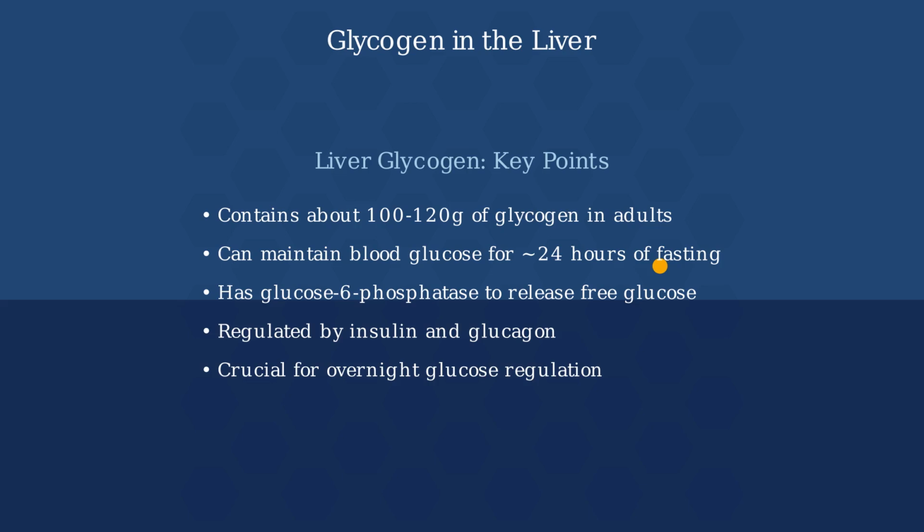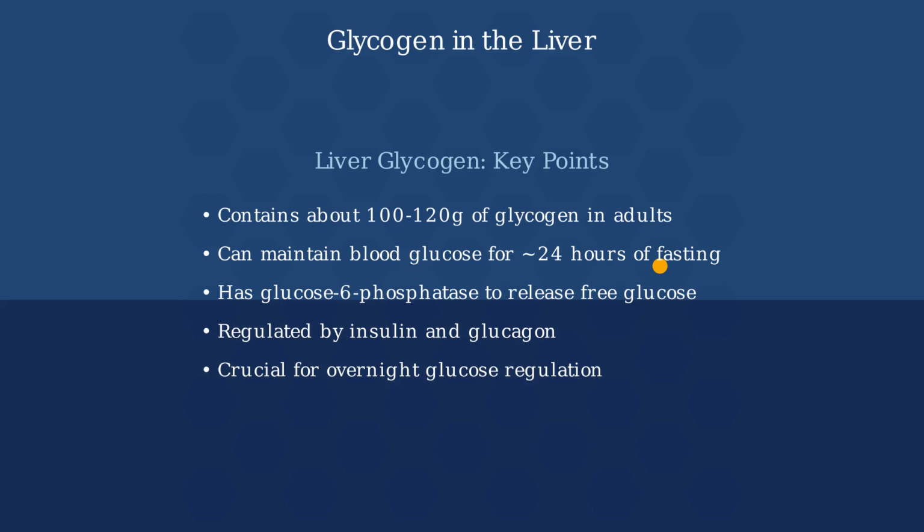Let's review the key points about liver glycogen's role in glucose homeostasis. The liver stores about 100 to 120 grams of glycogen in adults, which can maintain blood glucose for approximately 24 hours of fasting. Unlike skeletal muscles, liver cells possess glucose 6-phosphatase, allowing them to release free glucose directly into the bloodstream. Liver glycogen metabolism is tightly regulated by hormones like insulin and glucagon, ensuring blood glucose remains within the normal range. This system is especially critical overnight when we go 8 to 12 hours without food, preventing dangerous drops in blood glucose.